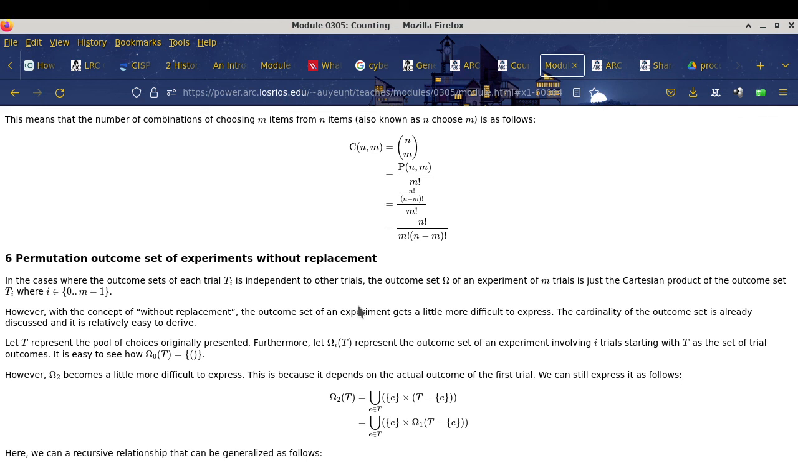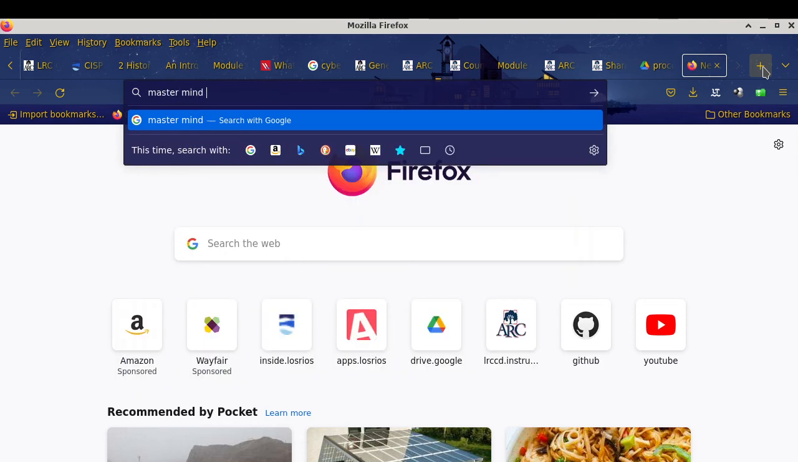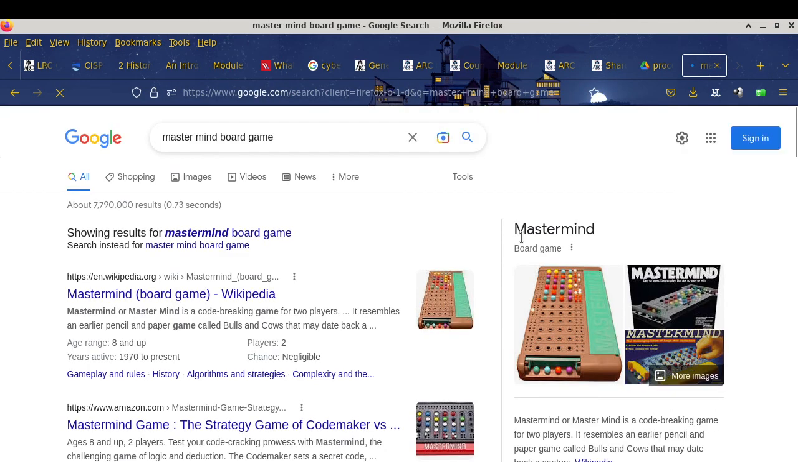Okay, have you guys played the Mastermind board game? No? Okay, I can see a lot of people do not know the Mastermind board game. Okay, so this is the Mastermind board game.